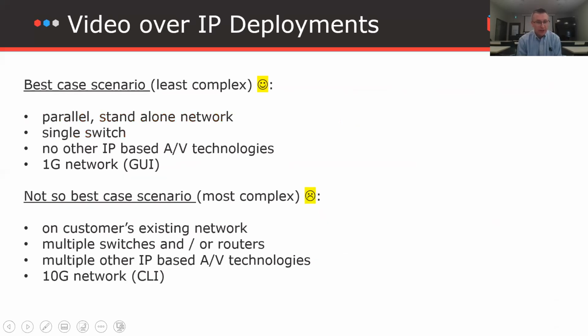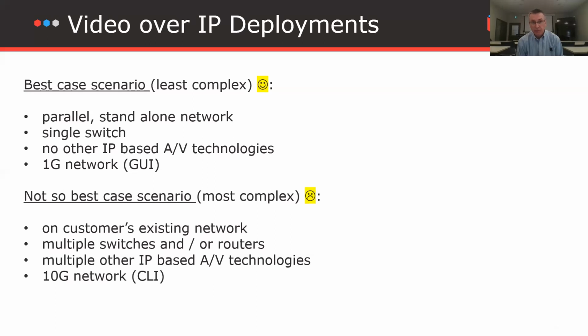So to make this a little more understandable as far as complexity is concerned, I broke it down into a best case scenario and a not so best case scenario. My best case scenario would be your least complex. This really has nothing to do with the video quality itself. It really has to do with how complex it would be to set up the system. So I've got a highlighted smiley face on this one. Our ideal would be that this would be a parallel standalone network. We don't have to worry about being on someone else's network and worrying about quality of service for IP-based phone systems, for file servers, for email, for surfing the web. We're completely standalone on our system.